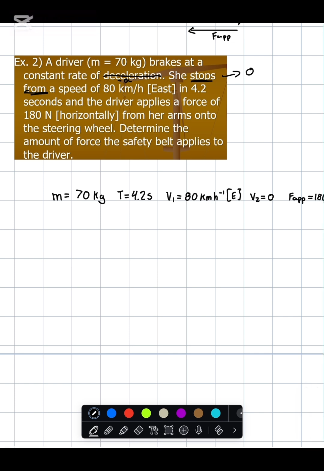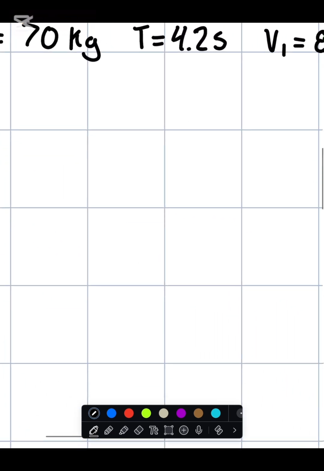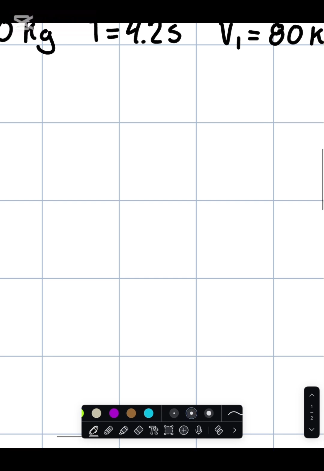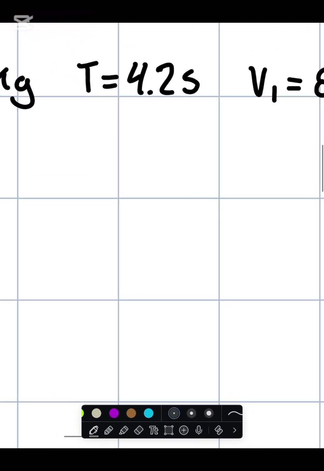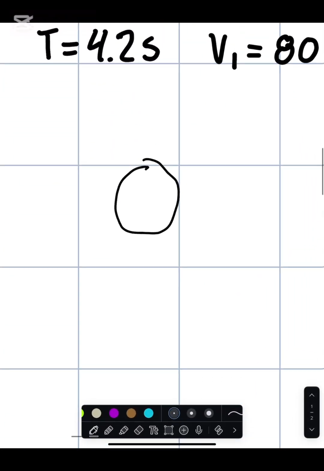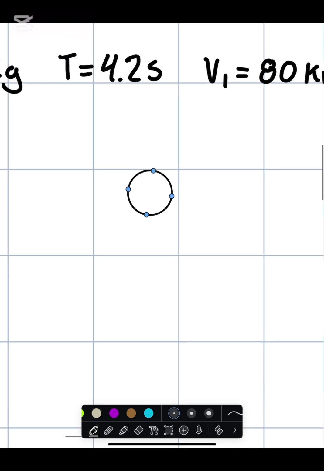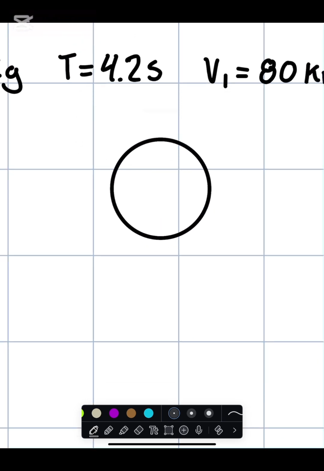So safety belt, otherwise known as seat belt, right? So we have our seat belt. Matter of fact, let's draw a diagram so we can get a better idea of this. We already know that we're going to have a steering wheel. This is our steering wheel. We can make it a circle at an angle. All right, whatever. So we have our steering wheel.